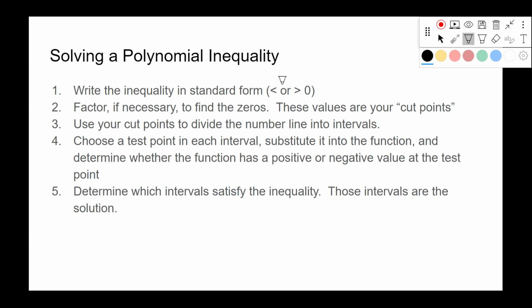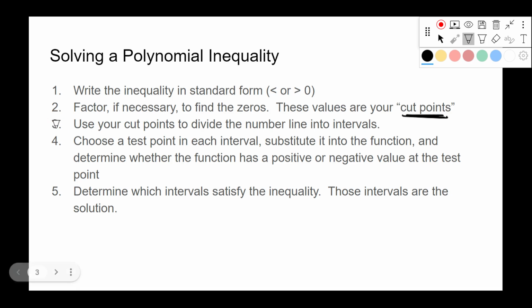You're going to write the inequality in standard form. So that means you have to have 0 on one side and all of your other terms on the other in degree order. You're going to factor if necessary to find the zeros. You're going to find the zeros. These values, the zeros, are what I call the cut points. They cut the interval into different pieces, or you cut the number line into different pieces.